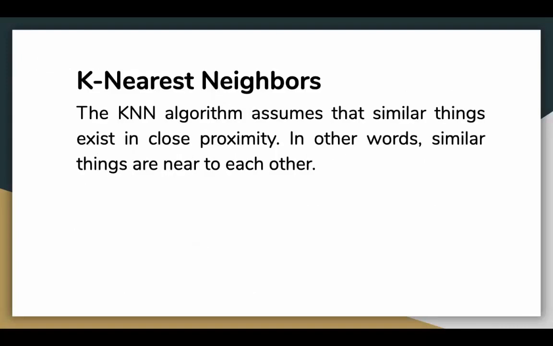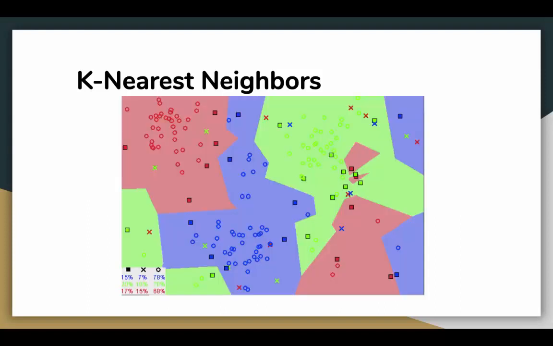The KNN algorithm assumes that similar things exist in close proximity. In other words, similar things are near to each other. We can relate this definition to something like birds of a feather flock together. Now, notice in the image that most of the time similar data points are close to each other. The KNN algorithm hinges on this assumption being true enough for the algorithm to be useful.